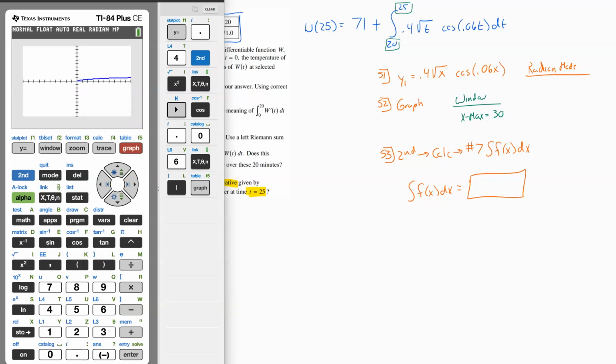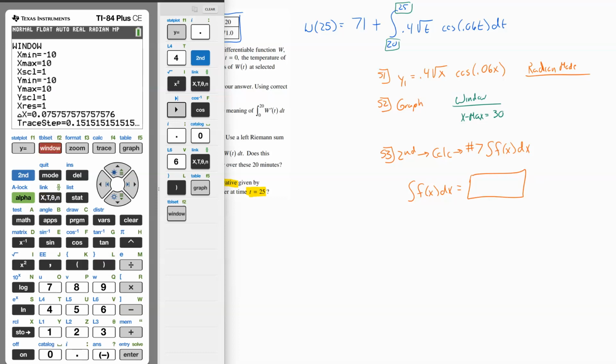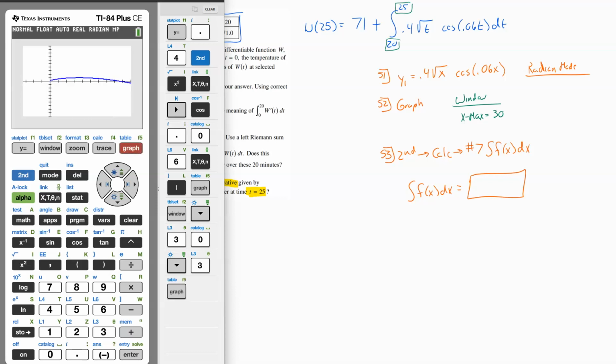My window isn't right, so I need to adjust it. I hit the window button at the very top and set the X max to 30. I also adjust the scale on mine, you'll see me do that in all my videos. That's where the tick marks are on the graph. I just like pretty looking graphs. It's my thing. So then I graph it. There's our graph, and now we're going to calculate that integral.